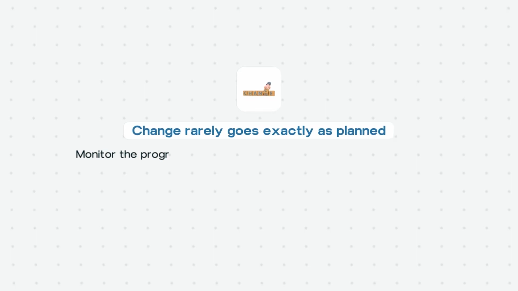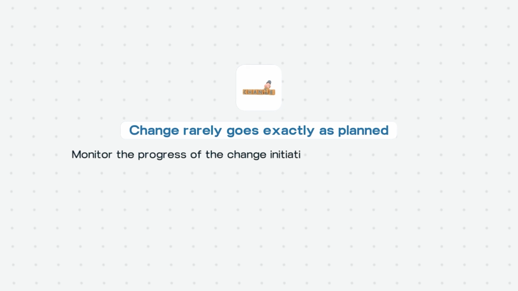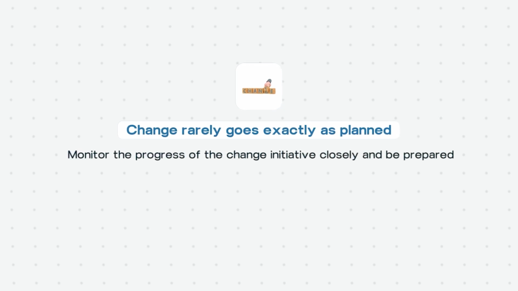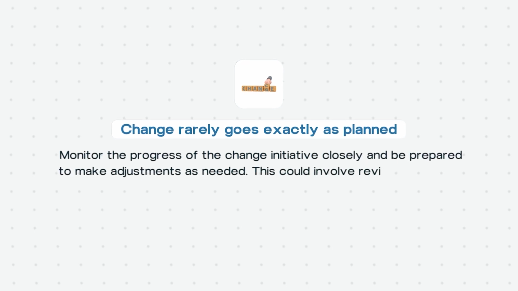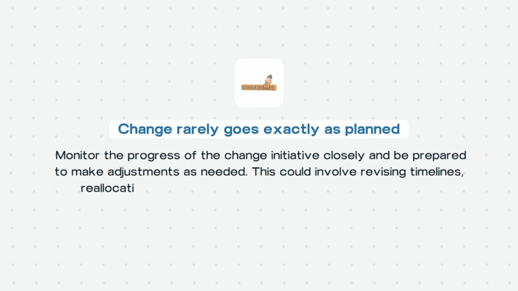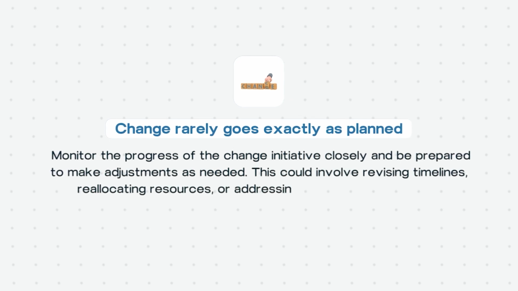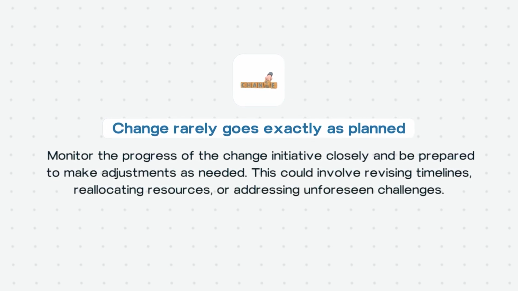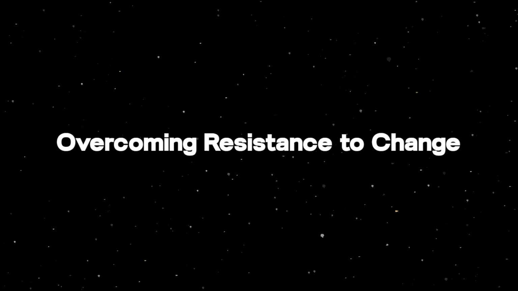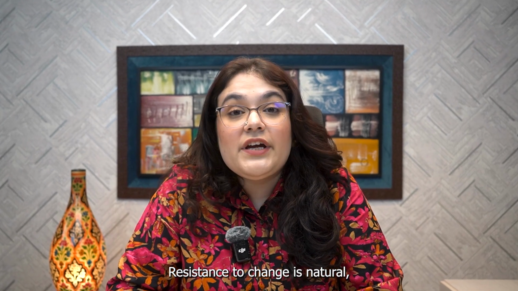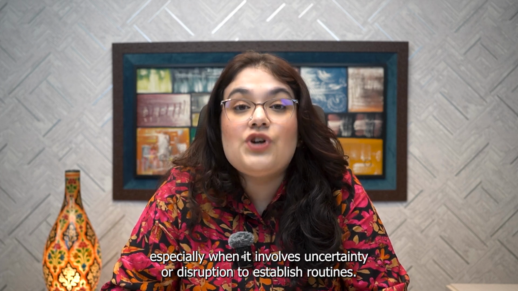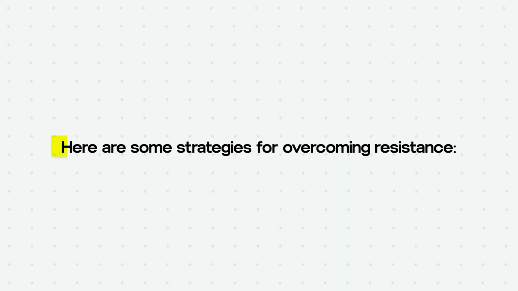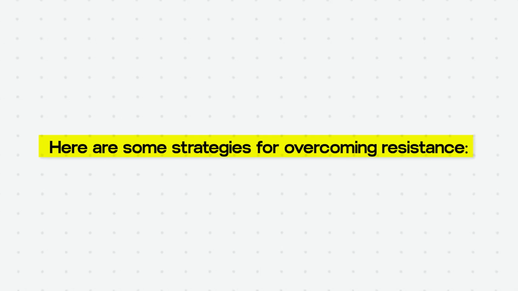Change rarely goes exactly as planned. Monitor the progress of the change initiative closely and be prepared to make adjustments as needed. This could involve revising timelines, reallocating resources, or addressing unforeseen challenges. Resistance to change is natural, especially when it involves uncertainty or disruption to established routines. Here are some strategies for overcoming resistance.